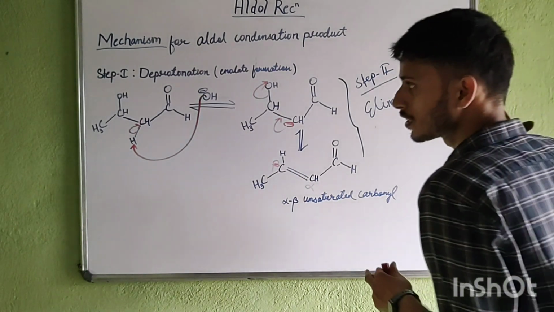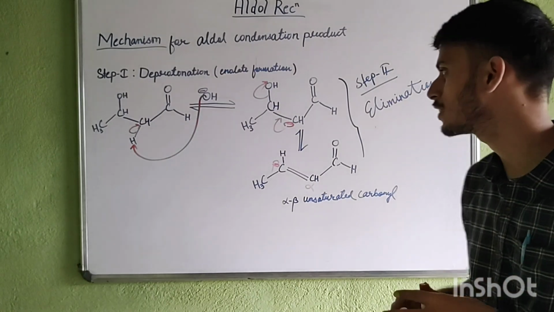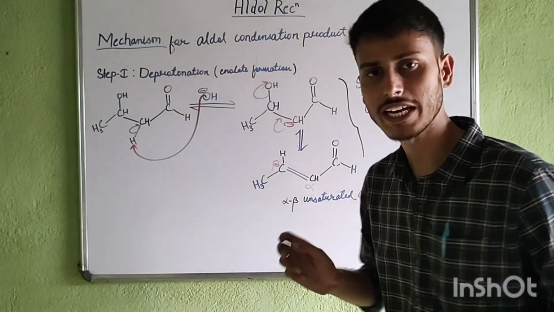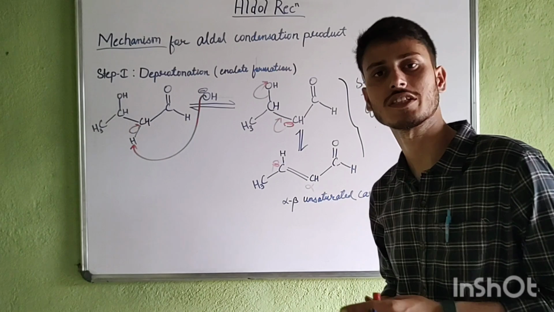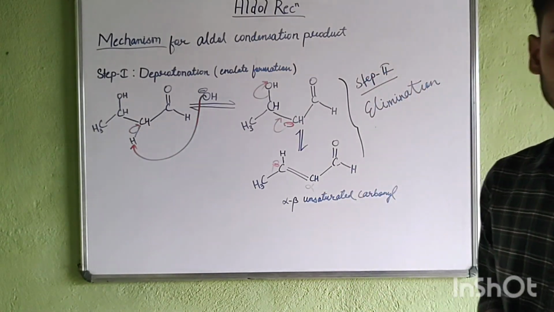We use base and heat here. Heat tends to favor the elimination product. This is an example of E1cB elimination, not E2 elimination, which takes place in one step. Here you can see this is in two steps. This is E1cB.